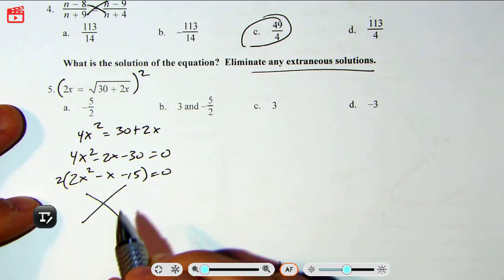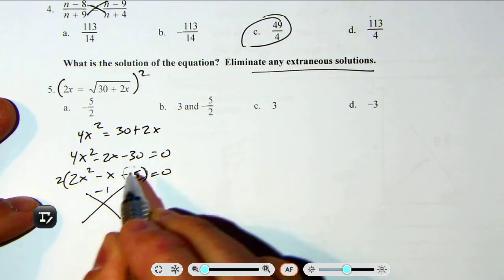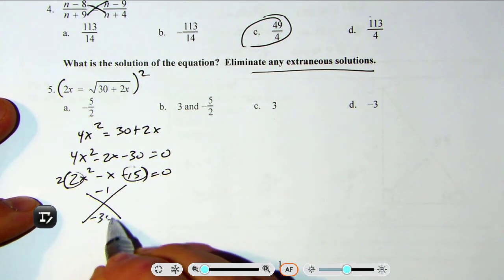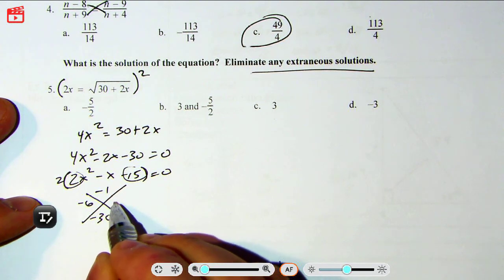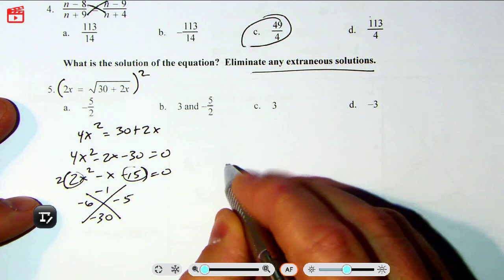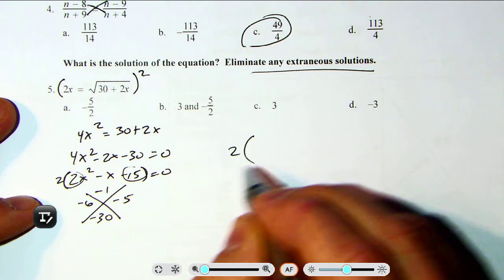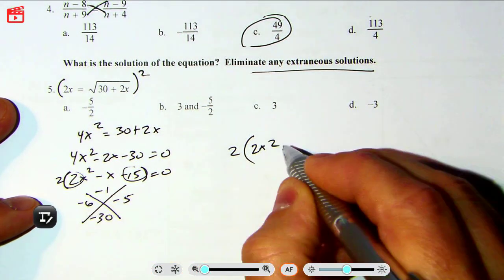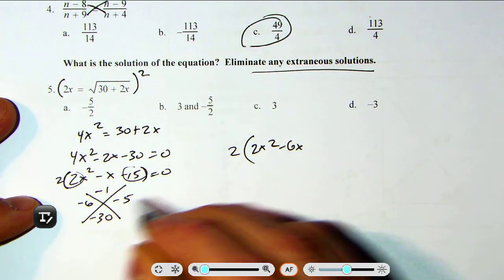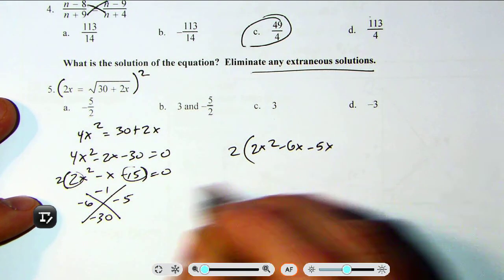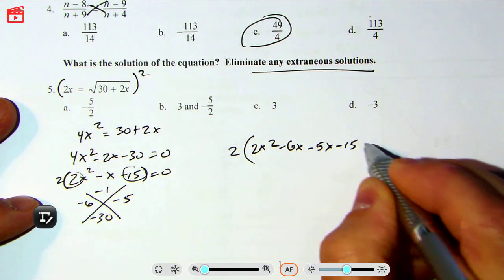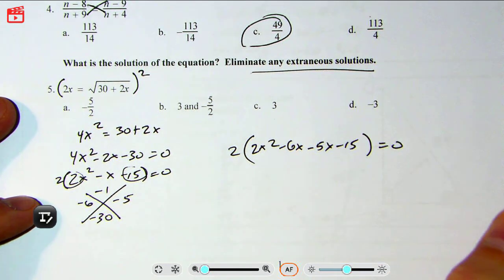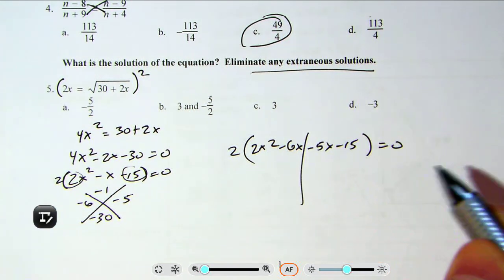Let's do our magic: x, -1, and 15 times 2 is -30. I'm pretty sure that's -6 and -5. So I have a 2 out front. I bring my 2x squared down there, minus 6x, minus 5x, minus 15. This is how I taught you in that other video. Okay, so then we have 4 terms. Let's factor it by grouping.